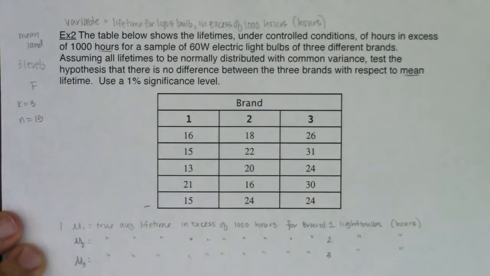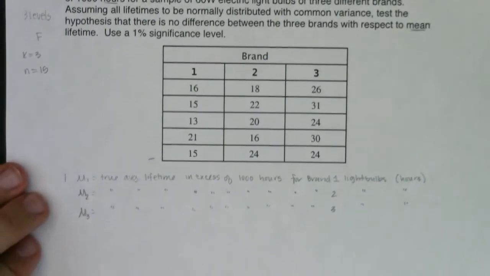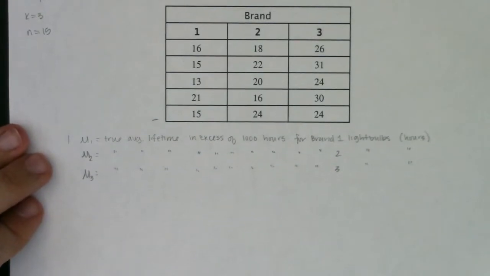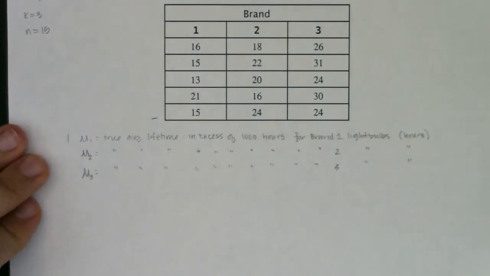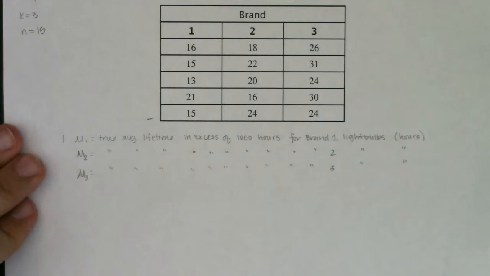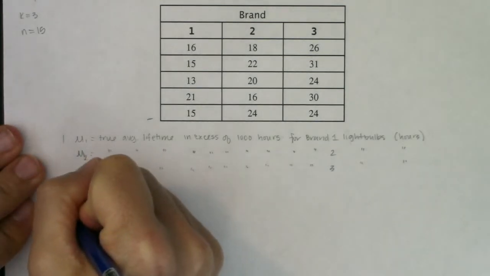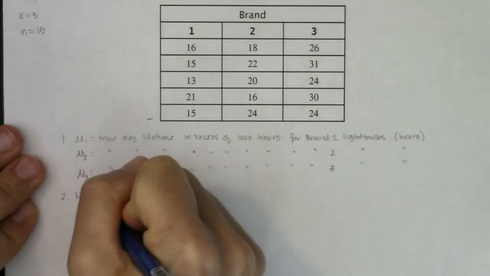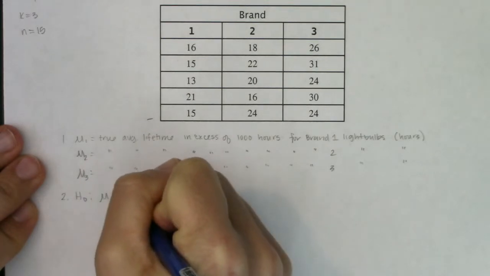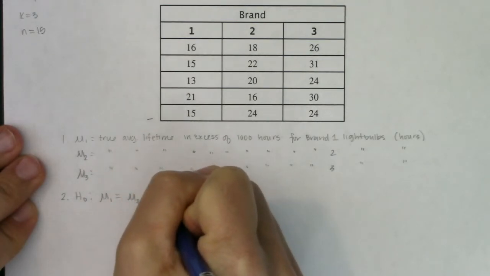Okay. All right, so let me move this up so we have a little bit more space. I'll try and keep our data in view here. All right, so let's keep on going with this. So step 2 would be our null, and there's always equality in the null. So we would say mu sub 1 equals mu sub 2 equals mu sub 3.